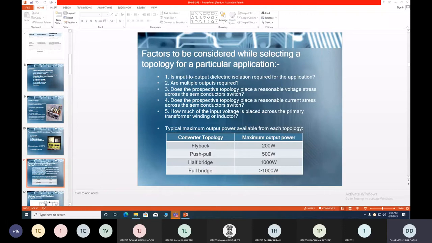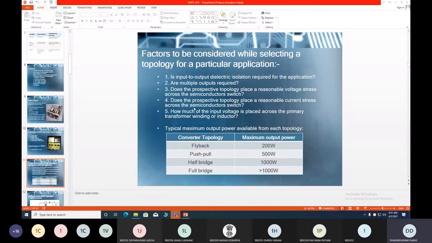The third question asks: does the prospective topology place a reasonable voltage stress across the semiconductor switch? It means that here you use the rectifier as well as the inverter. So in that converter, your switch, which may be a MOSFET or maybe a power BJT, must be capable of handling this much voltage stress based on your application. That type of switch is available in your SMPS, so you first decide that.